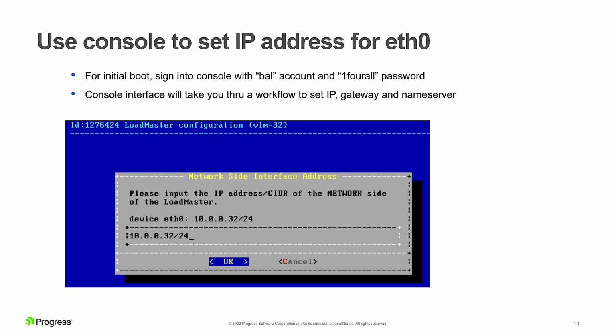At the end of the boot process, it's going to present a screen which is going to show you the default name, BAL, and the default password, 1 for all, the numeral 1 and the word FOURALL. You can then use those to sign into the appliance so that you can set the IP address. Setting the IP address is workflowed. As soon as you sign on, the first thing you see is this first pop-up screen, which I'm showing you now: enter your IP address and subnet range.